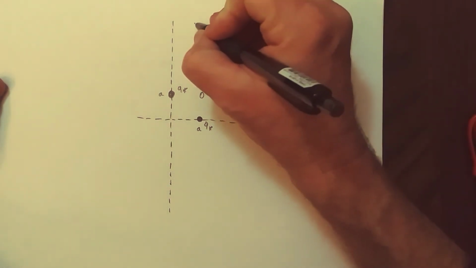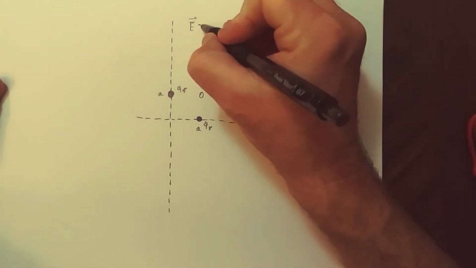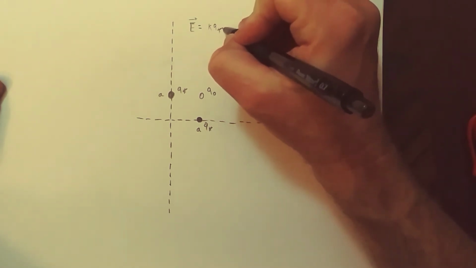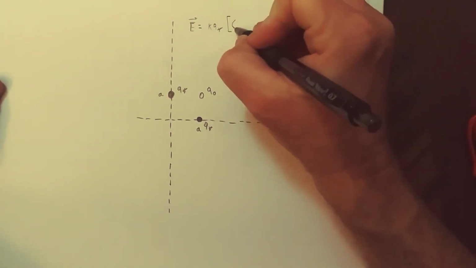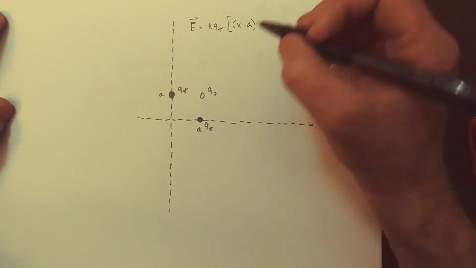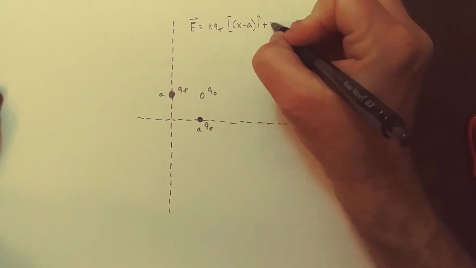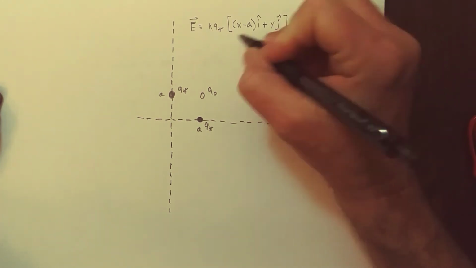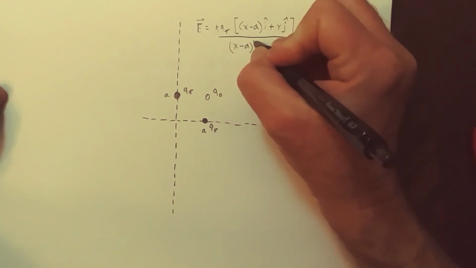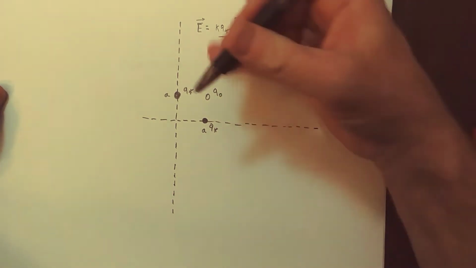So let's first write the electric field. It's the sum of the electric fields of each particle. So that looks like k q star times x minus a i hat. This is the generic electric field produced by this particle, plus y minus 0 j hat over the usual horizontal component squared plus the vertical component squared to the 3/2.